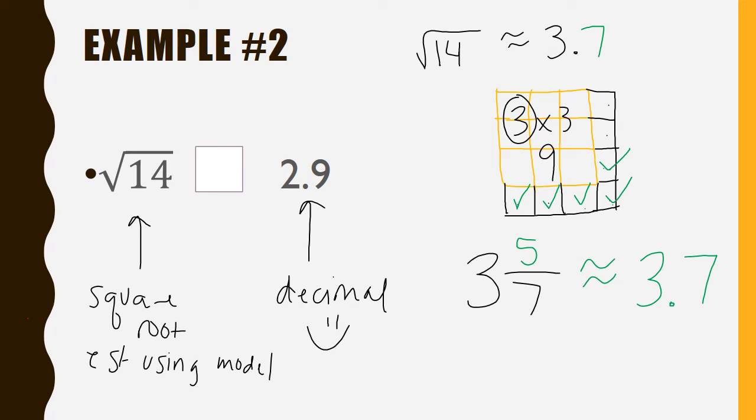So now what I'm going to do is go back to my original problem where we're comparing the square root of 14 and 2.9. And I'm going to kind of forget square root of 14 and instead use our estimate 3.7 to compare to 2.9. Well, 3 point something is always going to be bigger than 2 point something. So 3.7 is our bigger value. So I'm going to use a greater than symbol. So now this reads 3.7 is greater than 2.9. Which means that our square root of 14 is greater than 2.9.